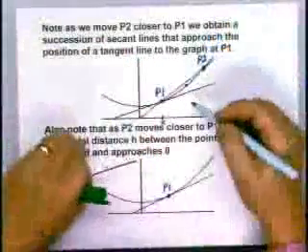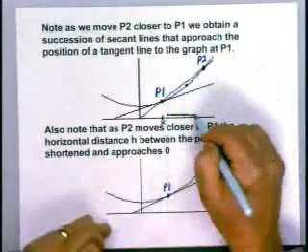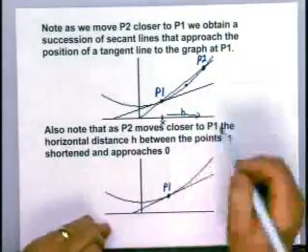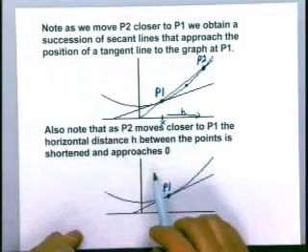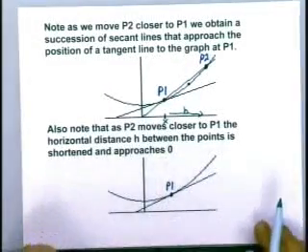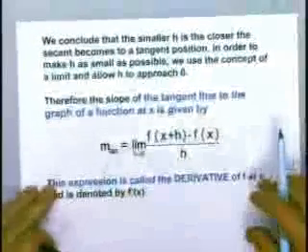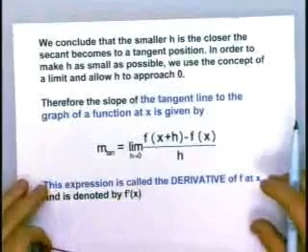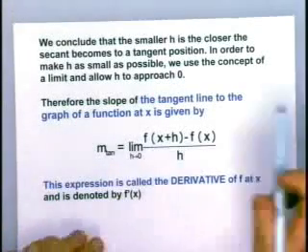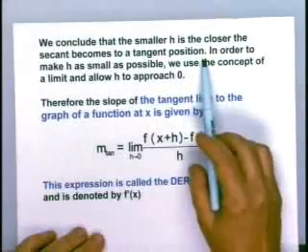Also notice that as P sub 2 moves closer to P sub 1, this horizontal distance, which we labeled h, becomes shorter and shorter and approaches 0. Therefore, we can conclude that the smaller h is, the closer the secant becomes to a tangent position.